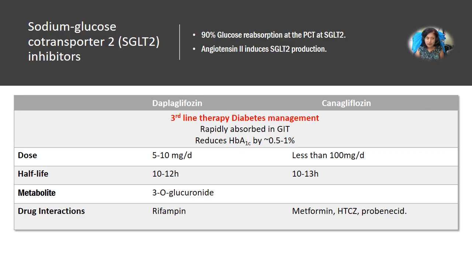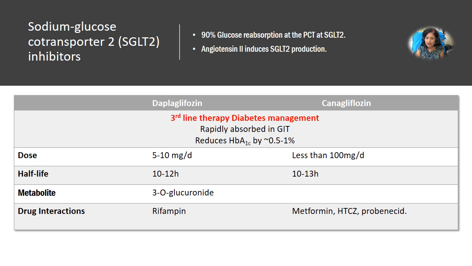Continuing along the proximal convoluted tubule, normally 90% of the glucose filtered by the glomerulus is reabsorbed at this point. This occurs through the sodium glucose cotransporter 2. By blocking this cotransporter, about 30 to 50% of that glucose is excreted, or lost in urine. In addition, angiotensin 2 is believed to induce the production of SGLT2 via the angiotensin 1 receptor. Thus, blockade of the renin-angiotensin-aldosterone system might result in low availability of SGLT2.